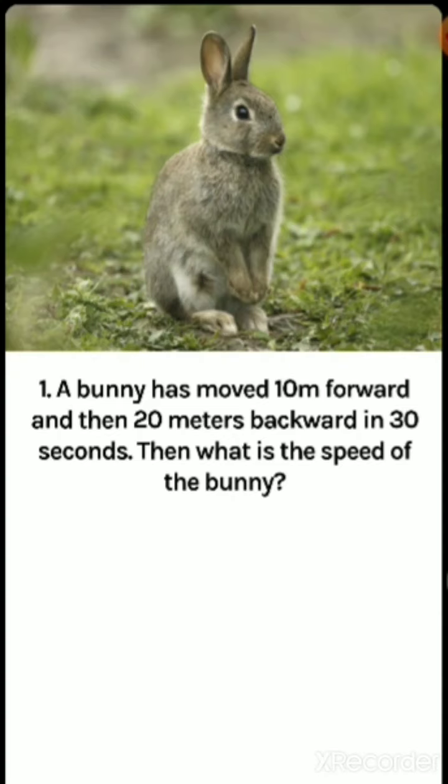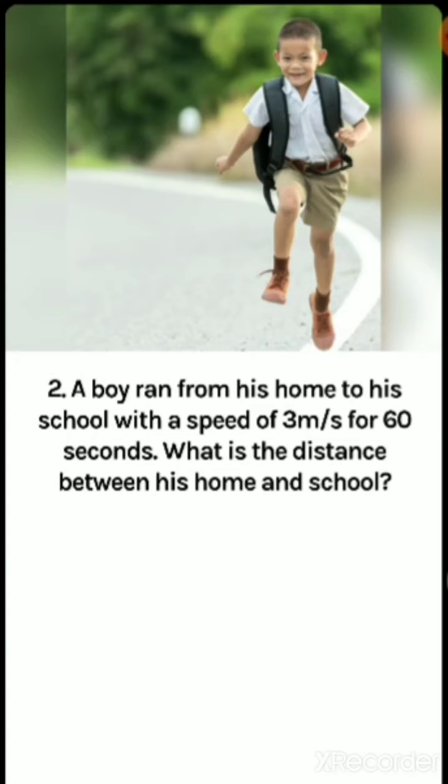Then the next example: a boy ran from his home to his school with a speed of 3 meters per second for 60 seconds. What is the distance between his home and school? Here the distance is being asked, and what are the given things? Speed is given, that is 3 meters per second, and time is also given, that is 60 seconds. So we need to calculate the distance between his home and school.